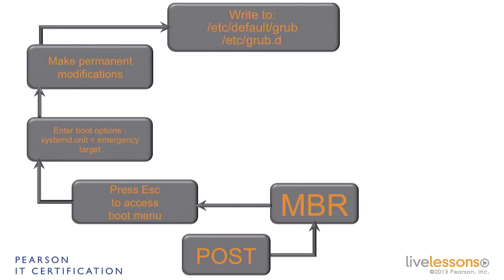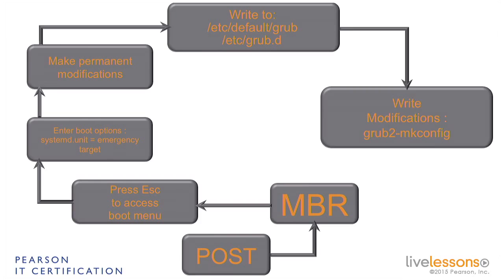The permanent modifications should be written to two locations: to the file /etc/default/grub and to the directory /etc/grub.d that contains separate files that you can modify each individually. And once you have applied modifications to these files, you need to write the modifications using grub2-mkconfig. That makes sure that the next time your master boot record is read, the modified grub configuration files will be used.